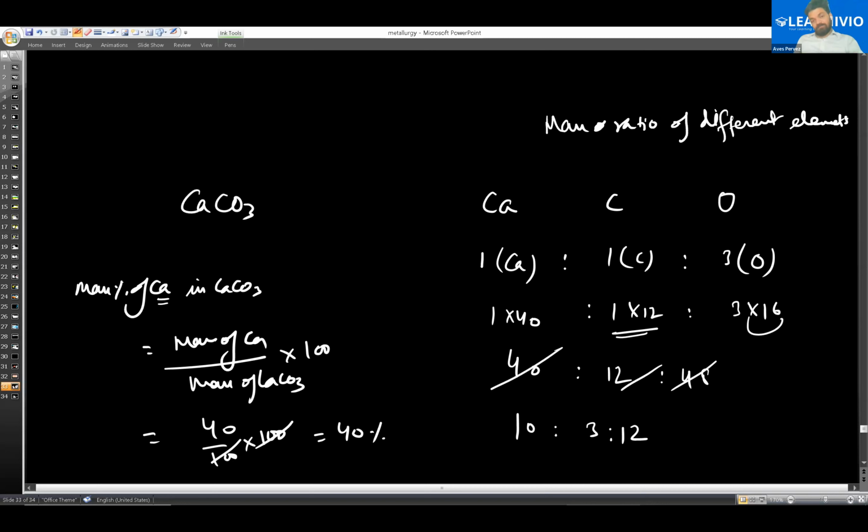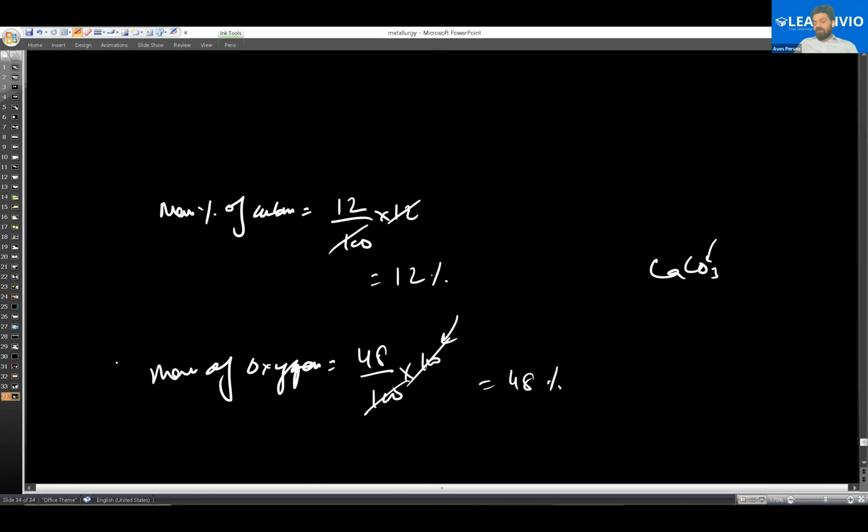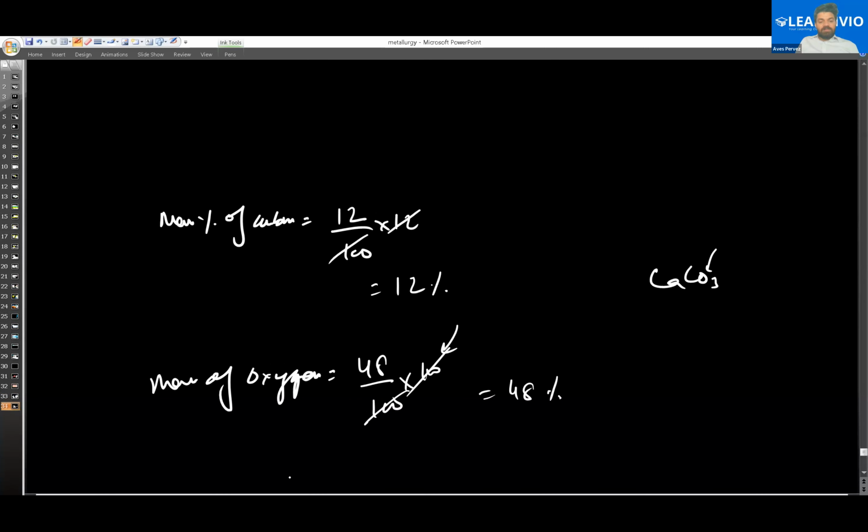Sir, done. Okay. So let's move further. So similarly, you have to calculate the mass percentage. Acha, for example, if I'm writing another compound. Let's go to this one.